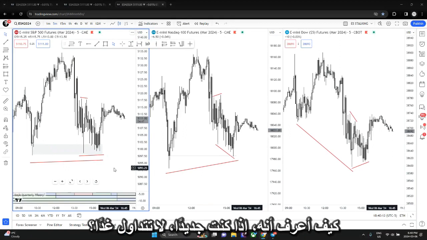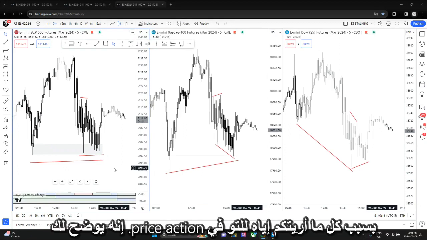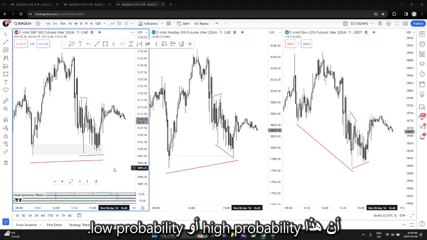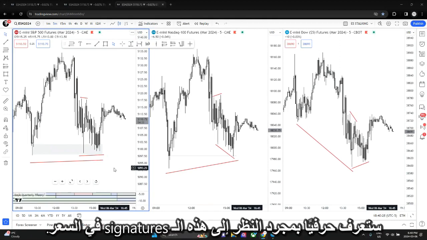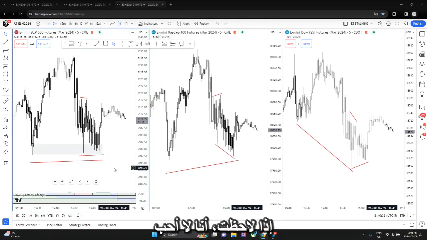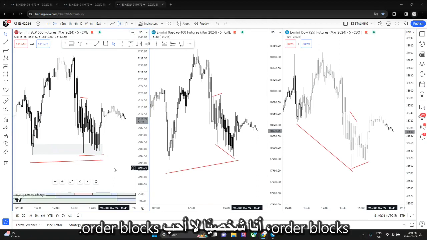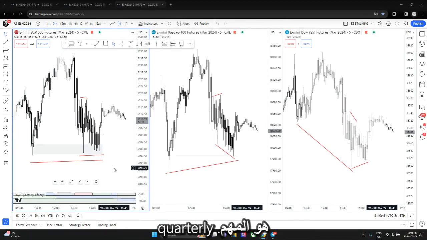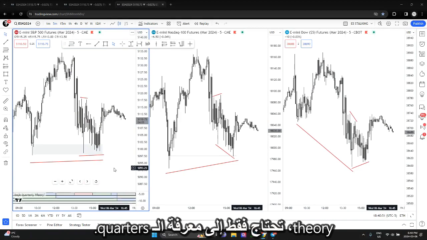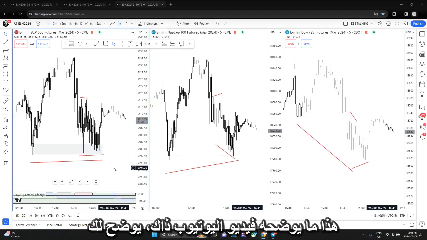How do I know that, if you're new, don't trade tomorrow? Because of everything that I just showed you in price action. It shows you this is low probability, or this is high probability. You're literally going to know by just looking at these signatures in price. If you realize, I don't touch order blocks. I don't like order blocks personally. True opens, highs, lows, wicks, gaps. That's important. Quarterly theory, you just need to know the quarters. That YouTube video is just showing you the quarters.